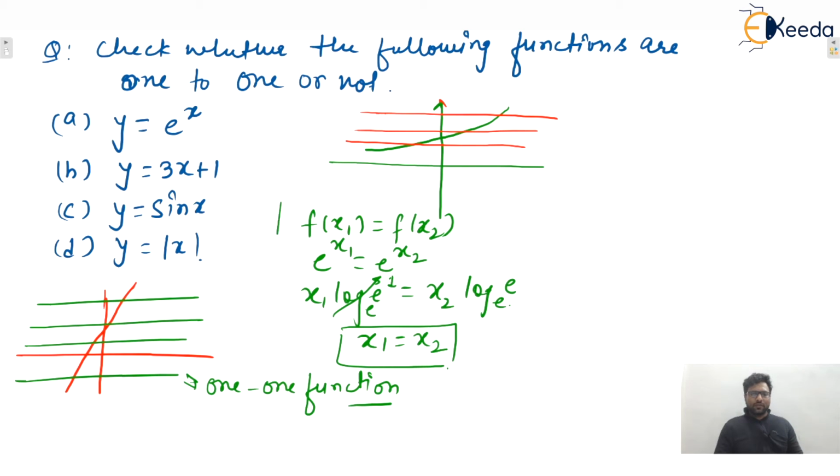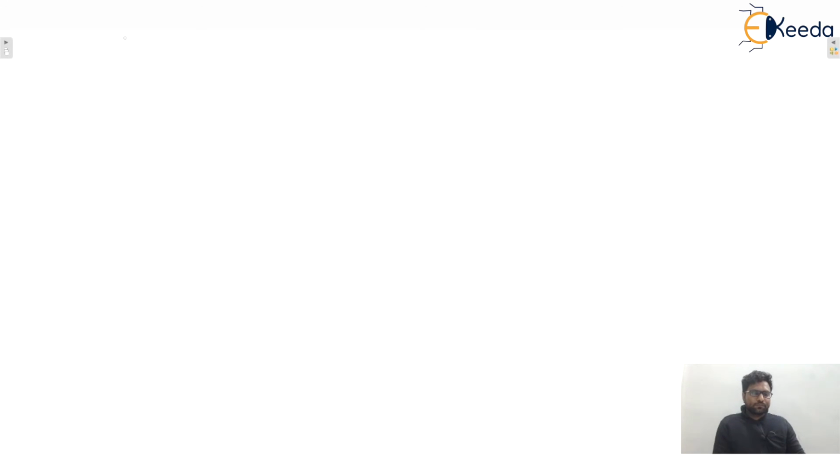Otherwise, you can prove it with this method also. Let us consider two elements x1 and x2, and assume that both have the same image. Finally we will prove that these elements are the same only, nothing else, isn't it? Okay, write down the next one.